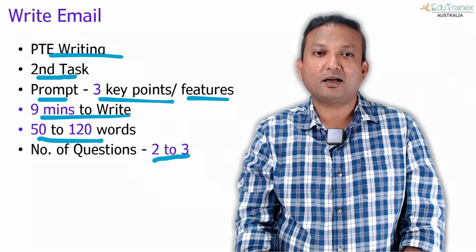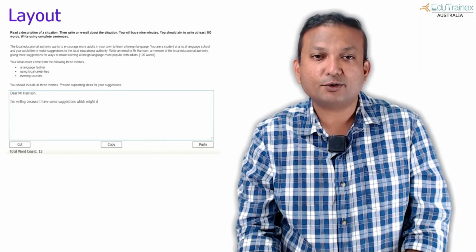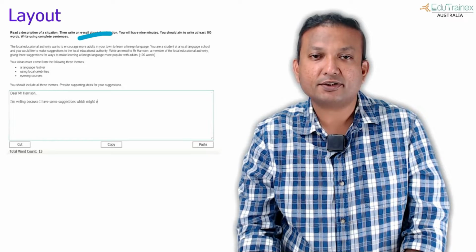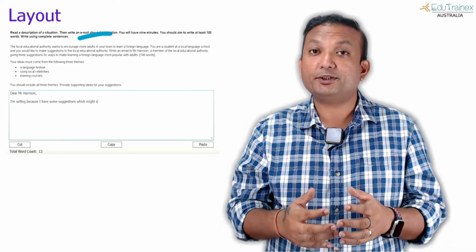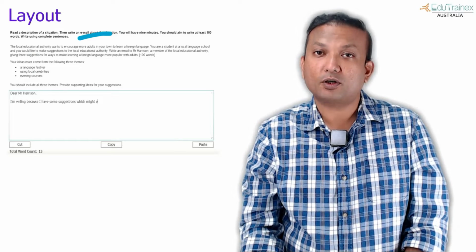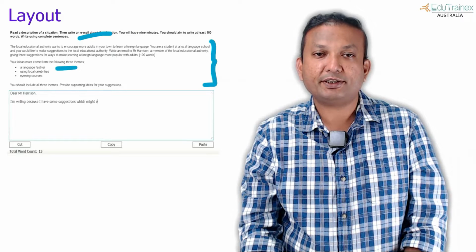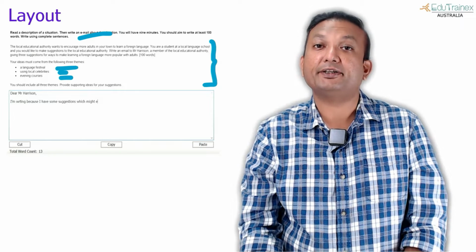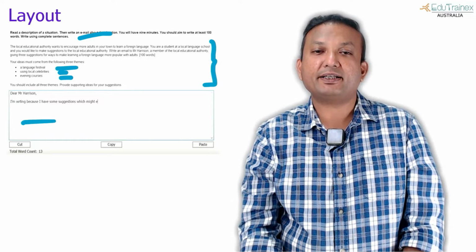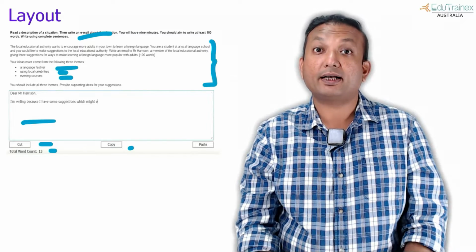Let's look at how it looks in the exam. So this is the layout. Right at the top, you will see the instruction explaining that you need to write an email. Below that, it will explain what exactly you need to write in this part, with 3 key features described in here. Then you have the writing space, the cut copy paste buttons, and the total word count at the bottom.